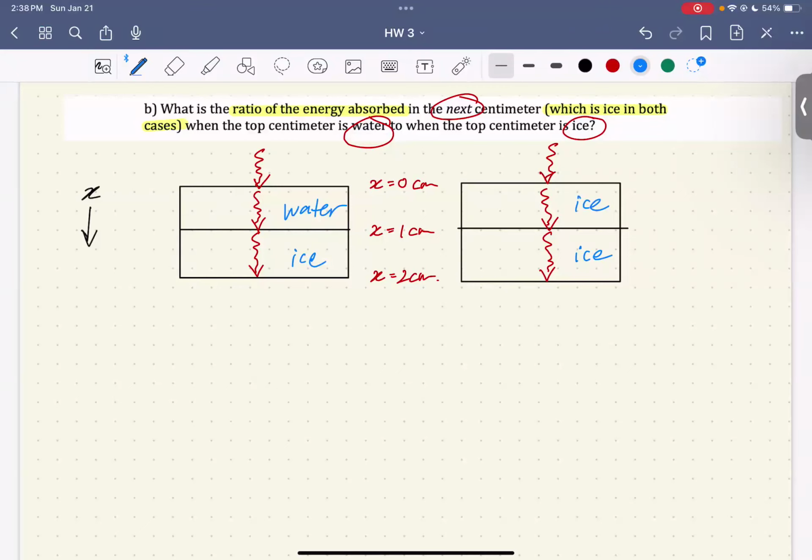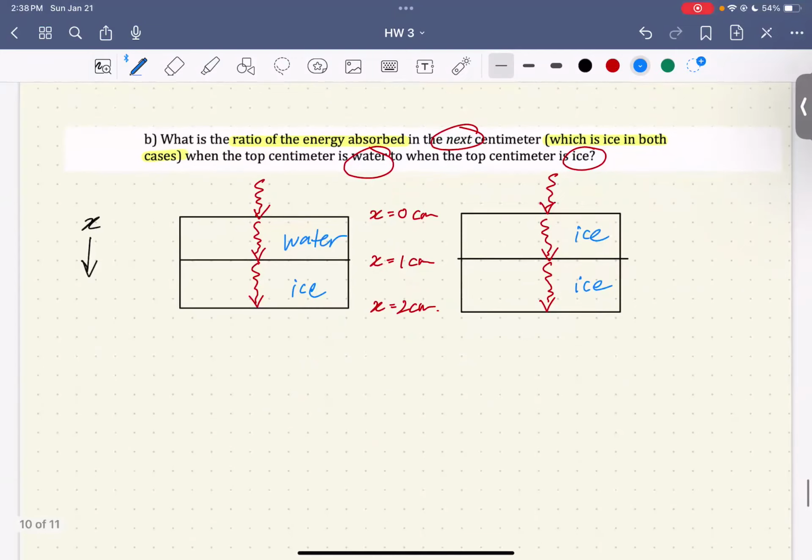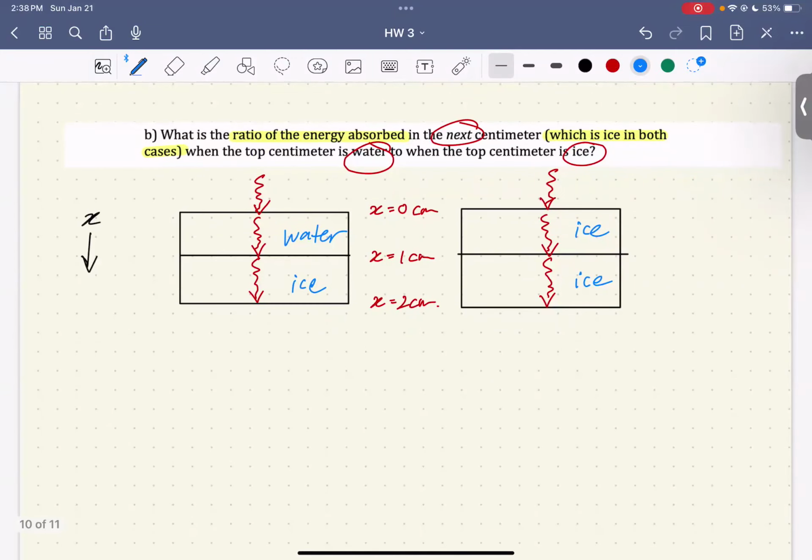So this is the scenario that's asking, and as you can see, it's the exact same one as above. Now we're just looking at that next centimeter. But one key difference here is the question. The question says, when the top centimeter is water, to when the top centimeter is ice. The ratio is flipped. It's now thawed to frozen, not frozen to thawed. So that's a small trick that can confuse you, but it's really important to understand the way these ratio questions are asking to make sure they're set up correctly.